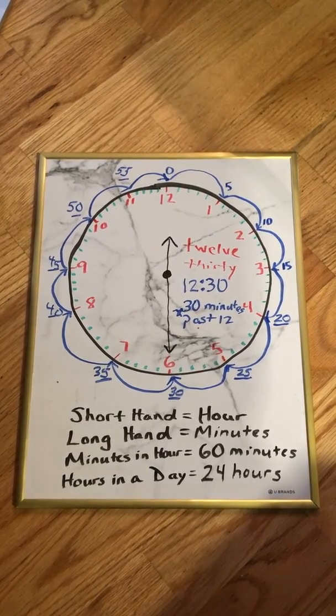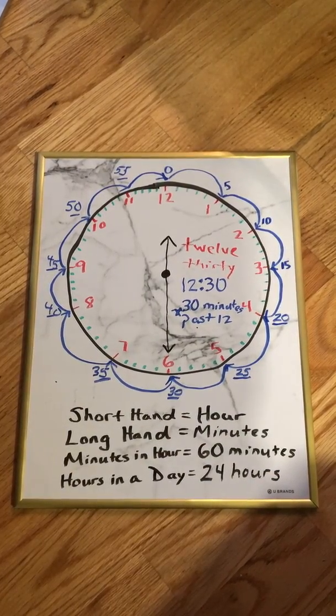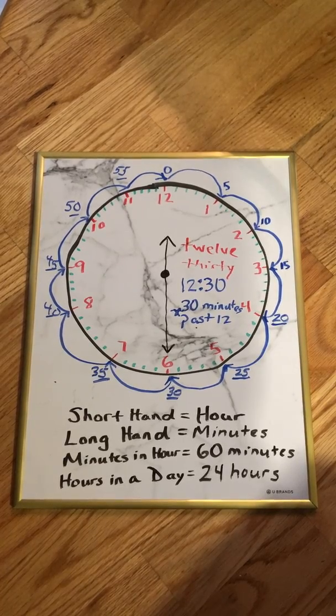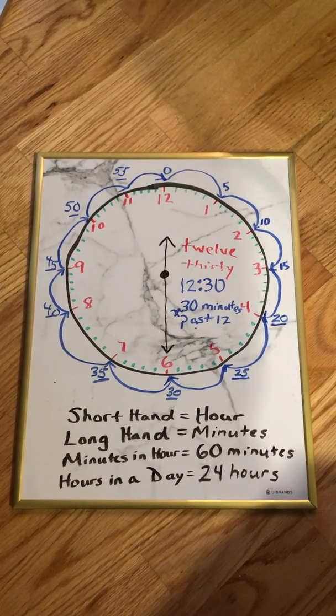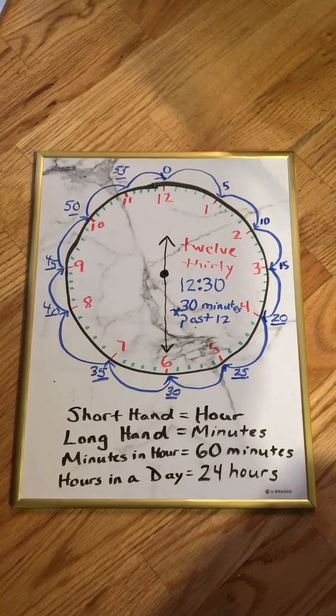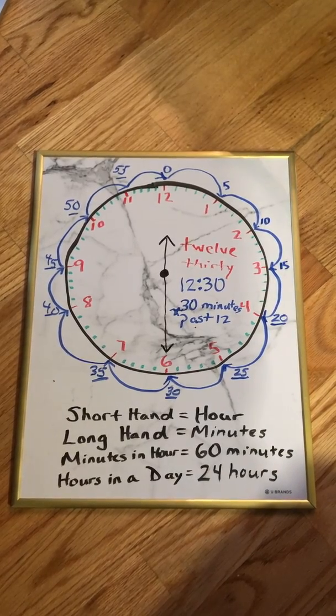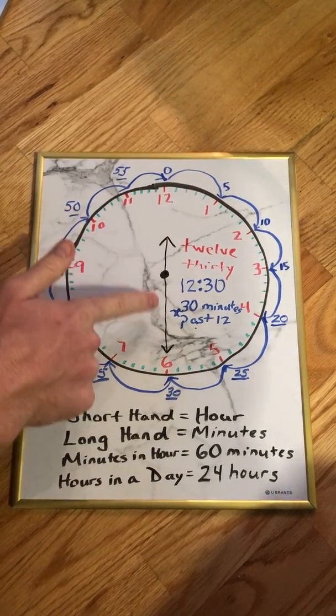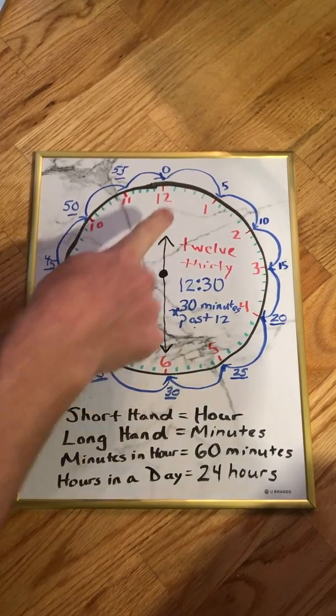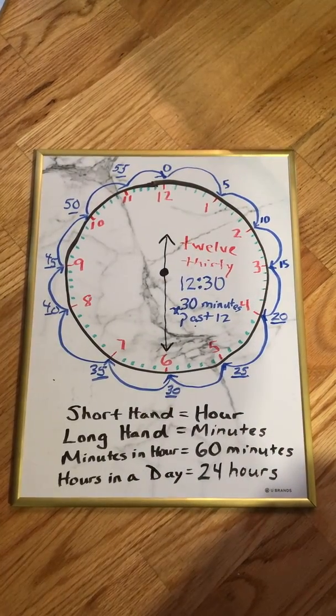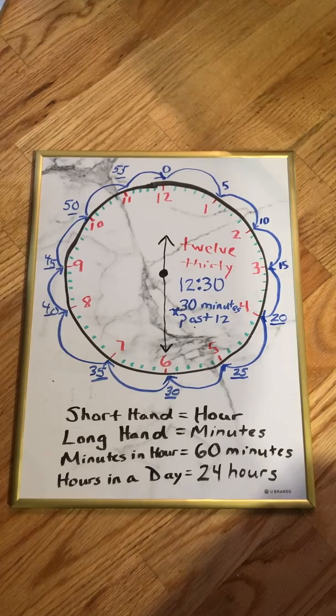So again, we're going to be talking more about this as we go throughout the chapter, but I just want you guys to keep the learning target in mind, okay? Identify times up to the minute. What does the shorthand represent? What does the longhand represent? And then how do you count up the minutes?